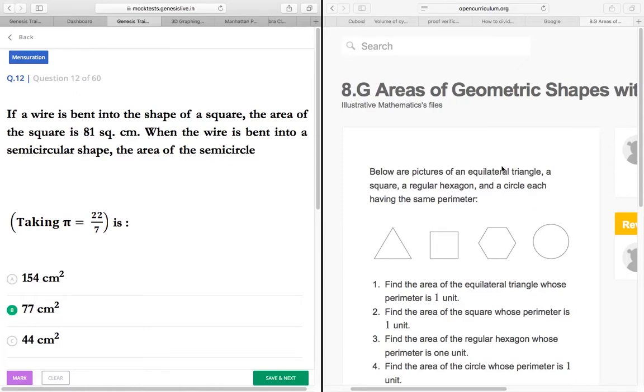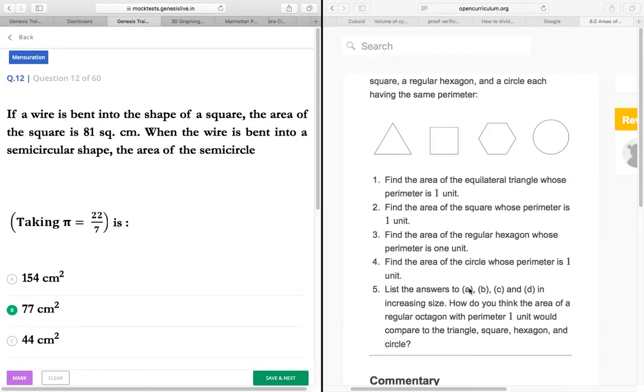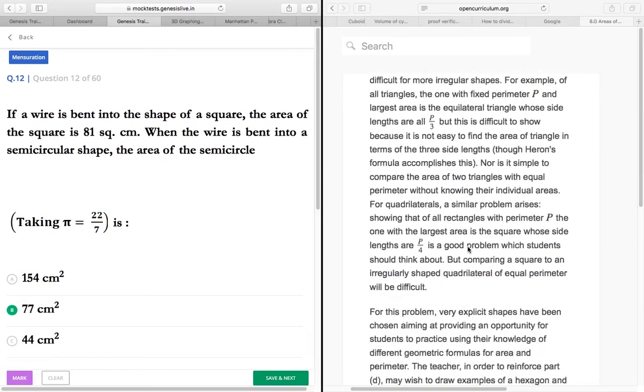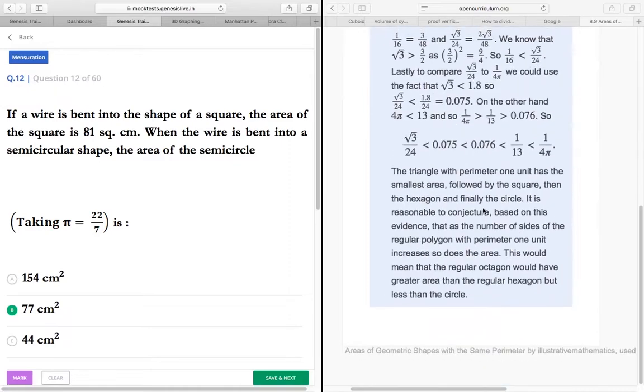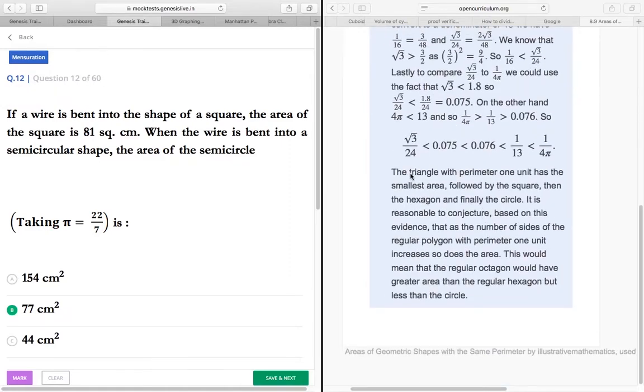So I was just googling, and I found this very interesting way of proving it. You can go to this proof later. I don't want to go into the details here. Open curriculum.org, and definitely you will get it. But the conclusion, the way in which they have expressed it, I'll just read it out for you.